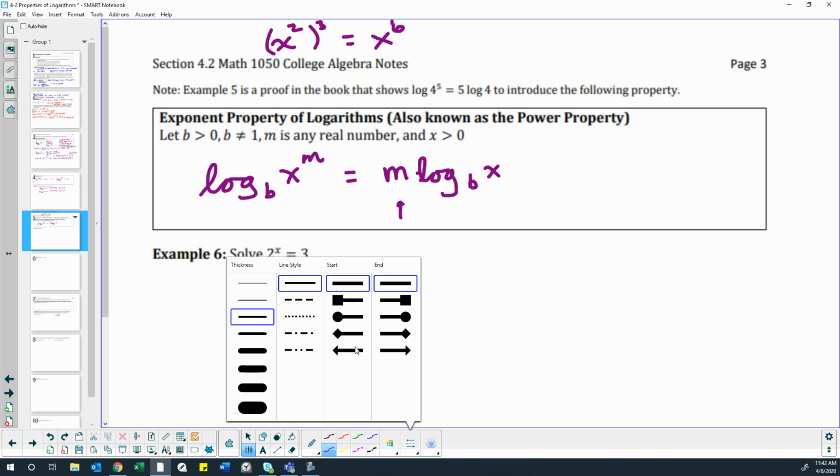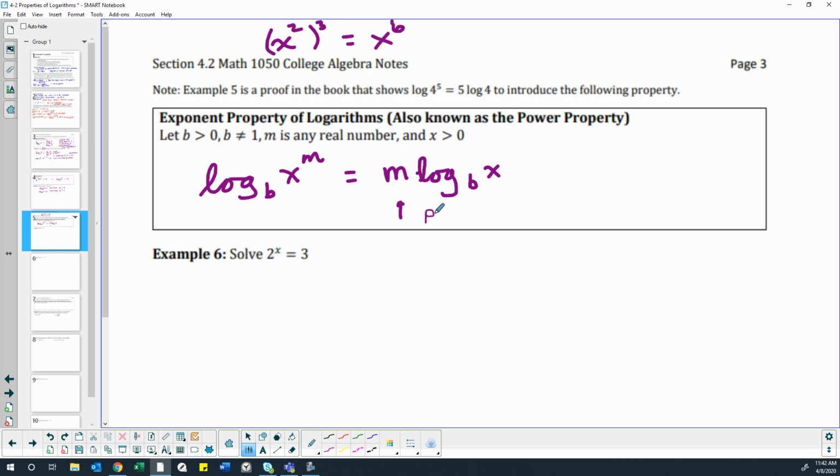So just write that down. Power becomes coefficient.